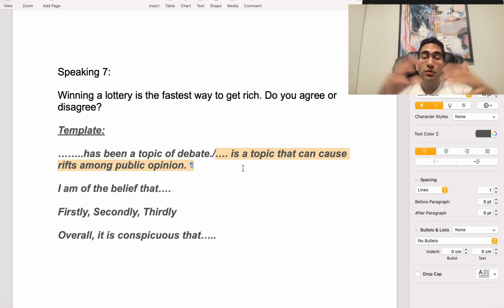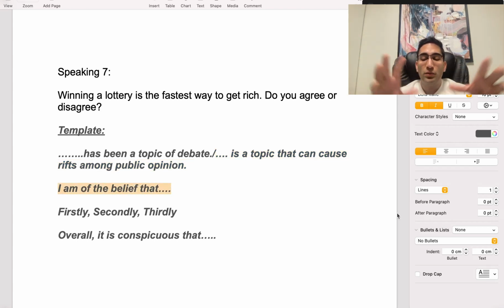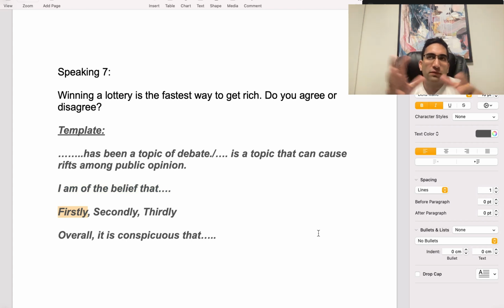Winning a lottery, or the lottery system itself, is a topic that can cause rifts among public opinion. I'm of the belief that the lottery system and the whole scheme of lottery in itself is a huge scam and should be completely banned. Firstly, I call it a scam since the chances of an individual winning a lottery are lesser than getting struck by lightning or making it in Hollywood. Those odds are insurmountable. They are undoubtedly unattainable for an average person, yet this whole scheme of lottery is promoted as something achievable, which is simply brainwashing people.